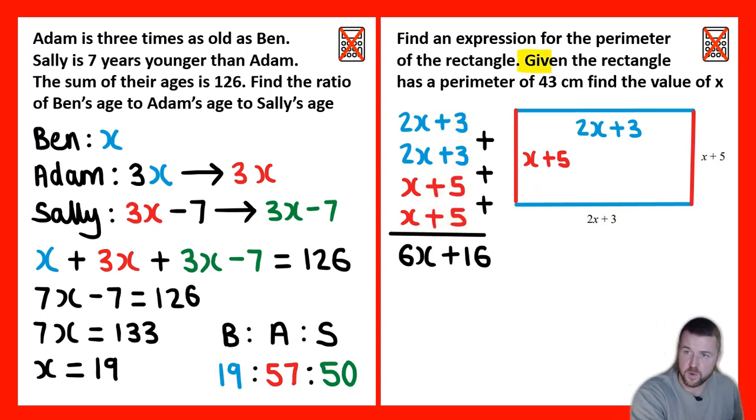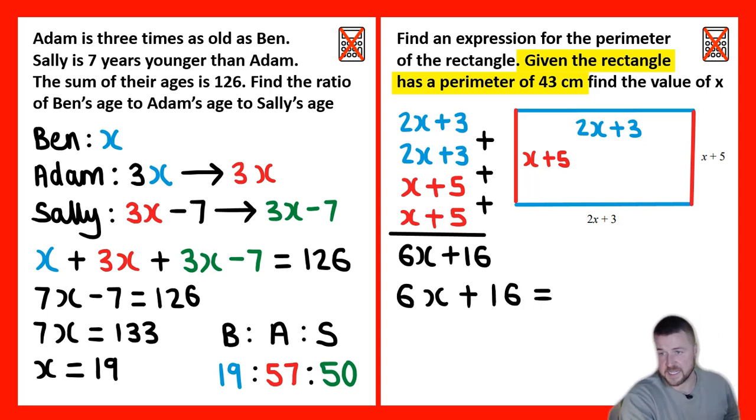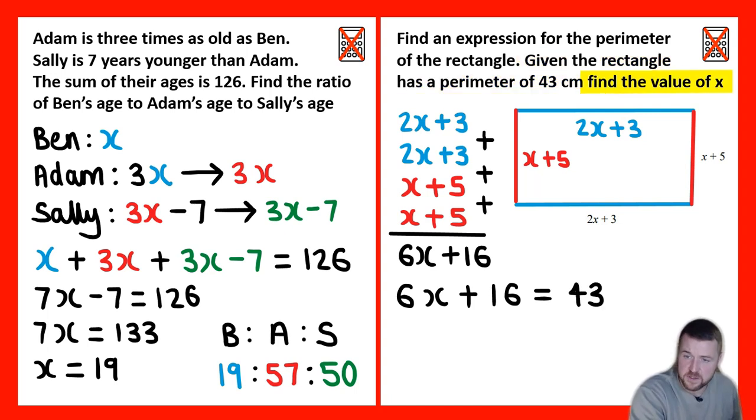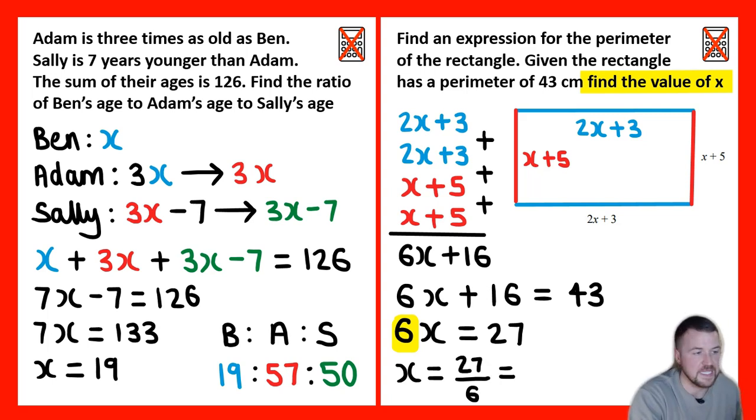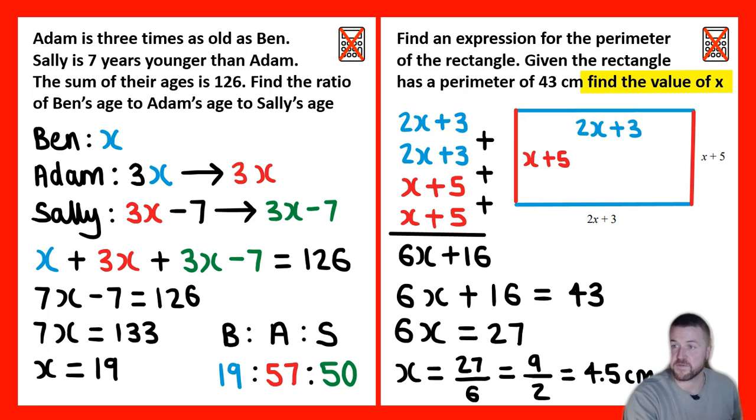For the second part of the question, given that the rectangle has a perimeter of 43 centimetres, so 6x plus 16 is equal to 43, find the value of x. So solving for x, I can subtract 16 from both sides of the equation. 6x is equal to 27, and then dividing through by 6 will give me my solution for x. 27 over 6 is the same as 9 over 2, which can be written as 4.5 centimetres.